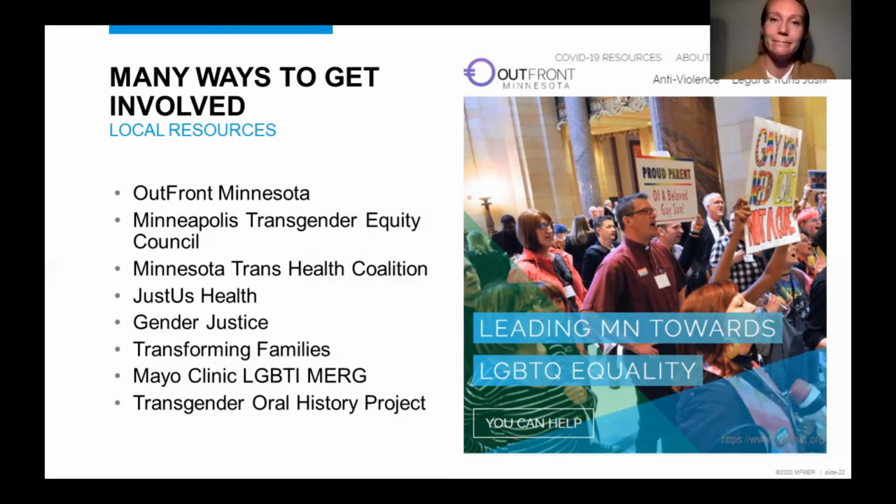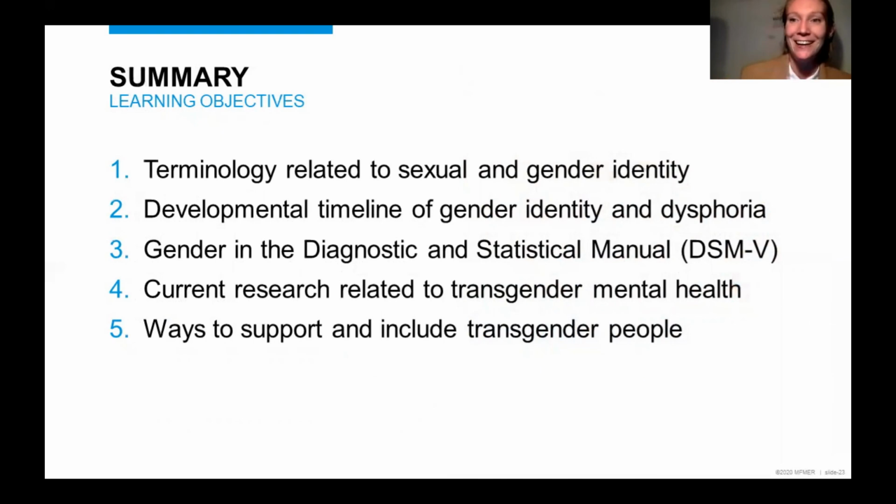All right, in order to conclude, I'd like to summarize what we've gone over today. So we've talked about some terminology related to sexual and gender identity. We've gone over the developmental timeline of gender identity and gender dysphoria. We've reviewed gender in the Diagnostic and Statistical Manual, which is our diagnostic manual in psychiatry and psychology. We've talked about some current research related to transgender mental health, and we've also talked about ways to support and include transgender people. So I hope that this has been informative for you all, and thank you so much for all of your time and attention.